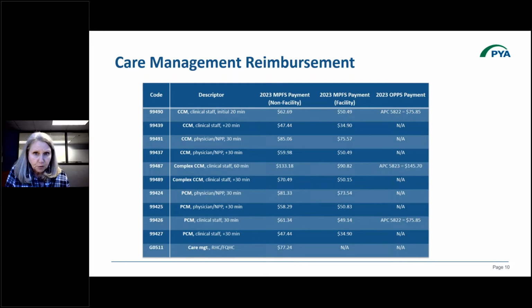So once that final rule is published, we'll actually know what our conversion factor will be for 2024 and how that will impact the reimbursement for these care management services.